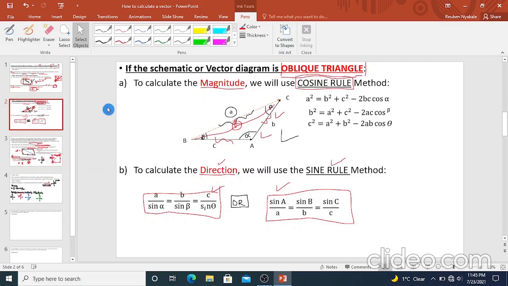Like I said, when it comes to direction, you always calculate the angle where you started drawing your vector diagram, as you will be converting the given statement into a vector diagram or a schematic. Where you have started writing, that's the angle that you need to calculate as your direction. Please make note.